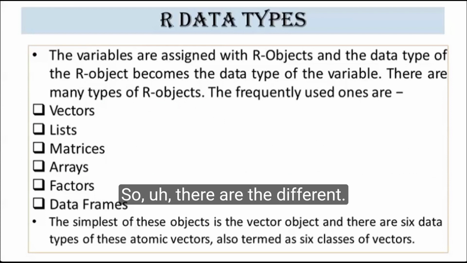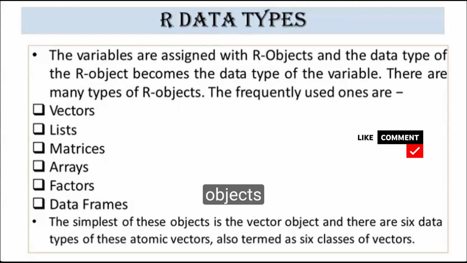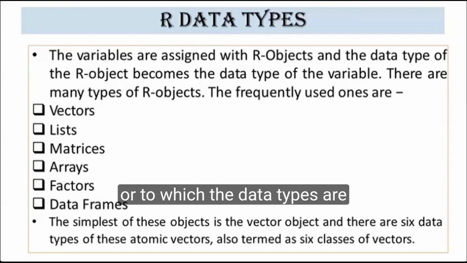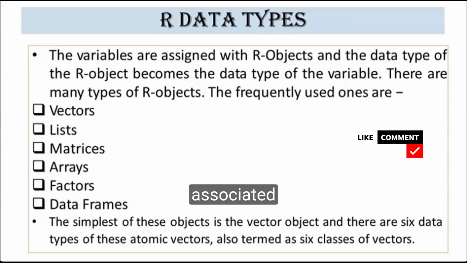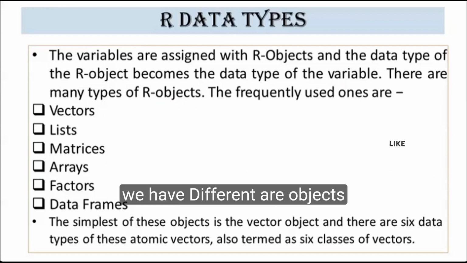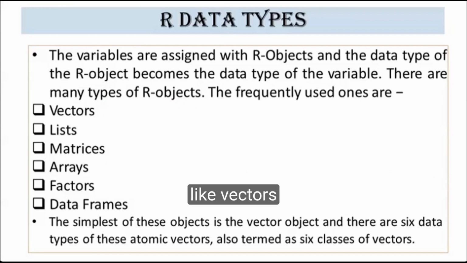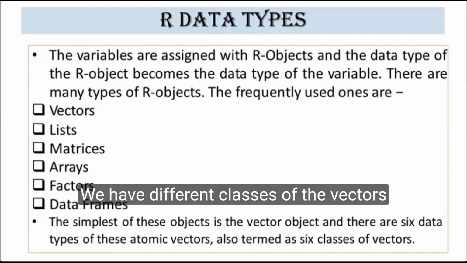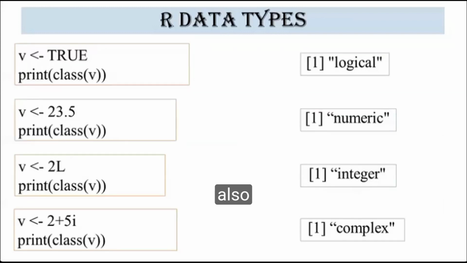So there are different R objects to which the data types are associated. We have different R objects like vectors, lists, matrices, arrays, factors, data frames. In these, we have different classes of vectors also.